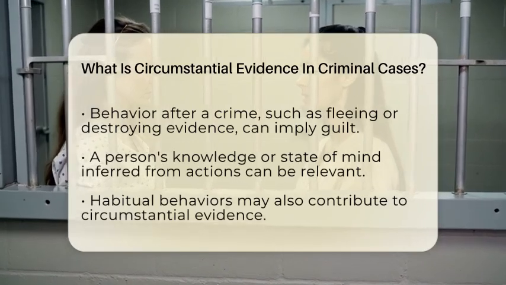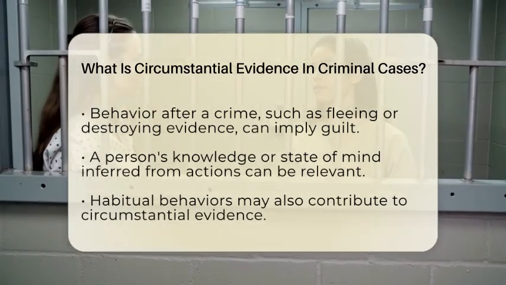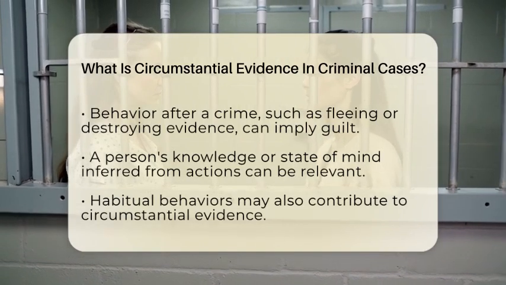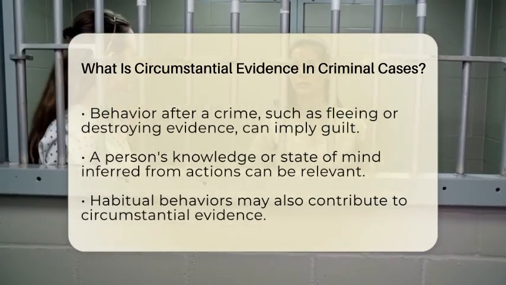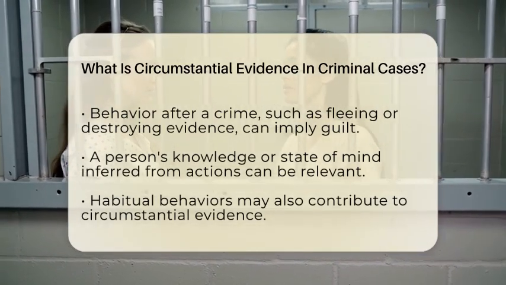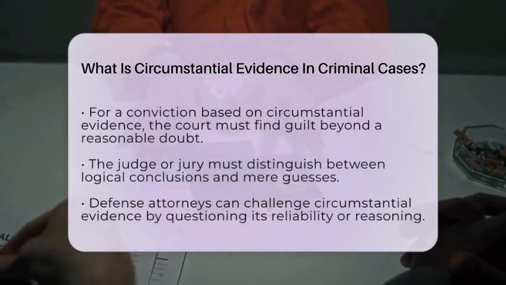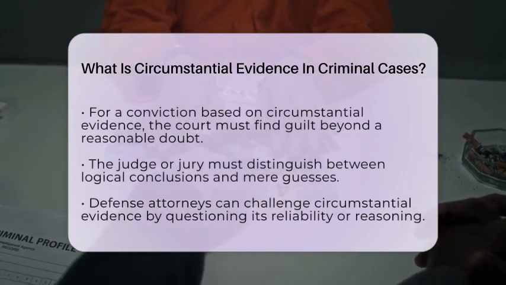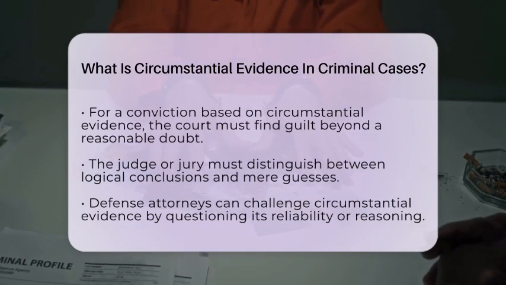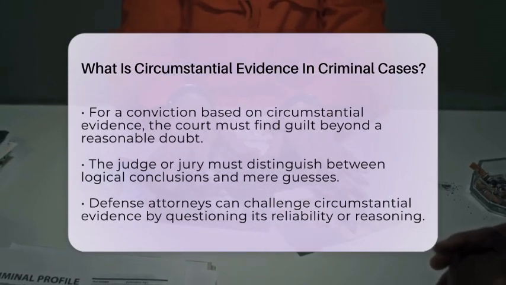A key legal principle to remember is that for a conviction based on circumstantial evidence, the court must be convinced beyond a reasonable doubt. This means that the only reasonable inference from the evidence must point to the defendant's guilt. The judge or jury has to carefully separate logical conclusions from mere guesses.